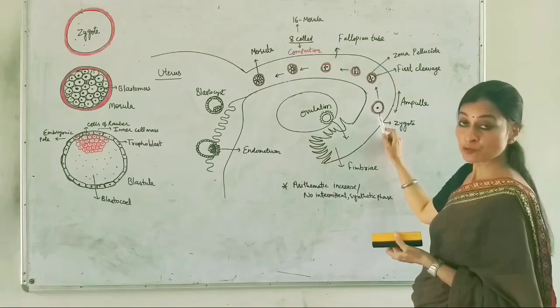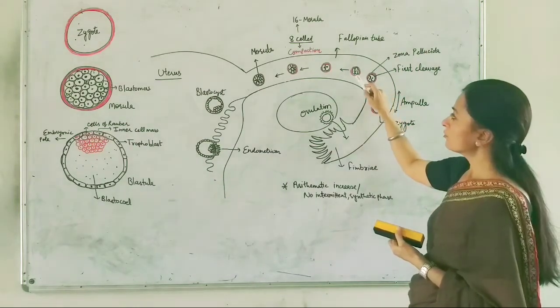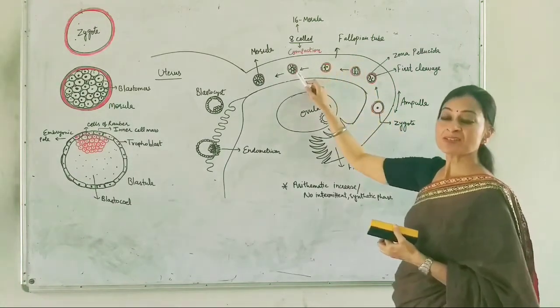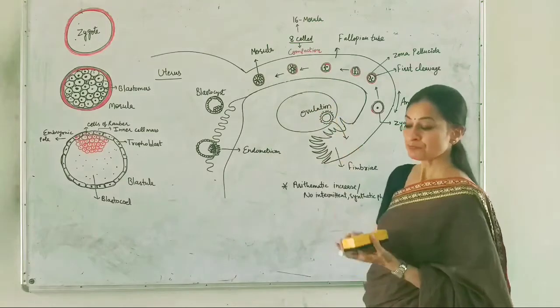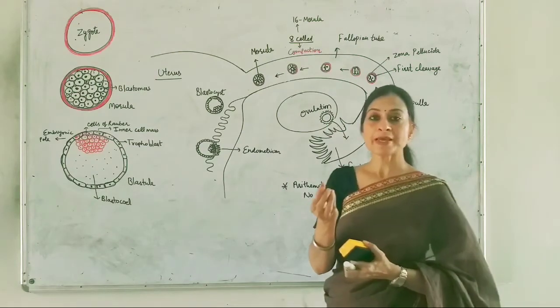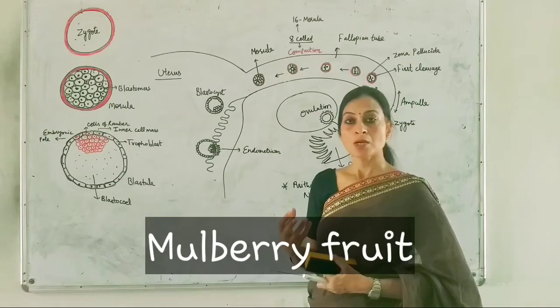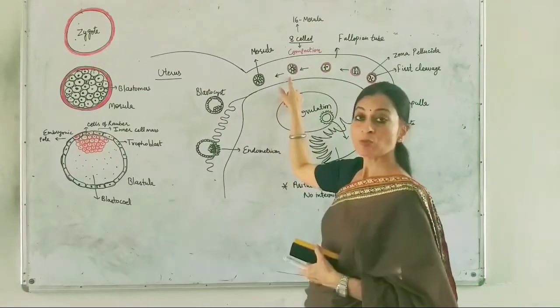First of all, I have shown you the zygote. The zygote will form a two cell structure, then four cells are formed, and in this way, when it reaches up to the 8-celled stage, when 8 cells are there, you can see I have shown this is a small mass of cells, and this is looking like a mulberry fruit. At this stage, we call this structure the morula.